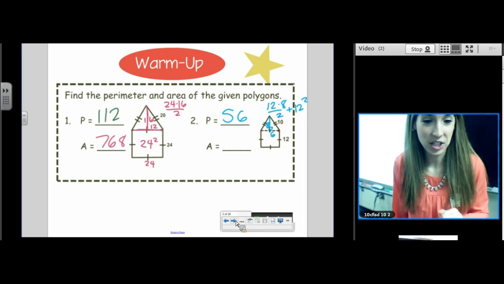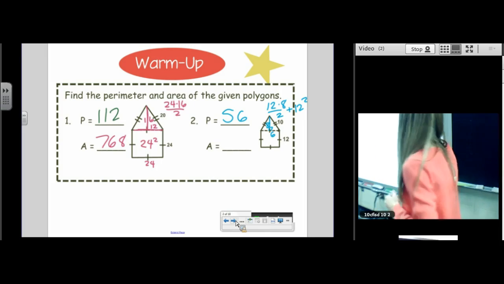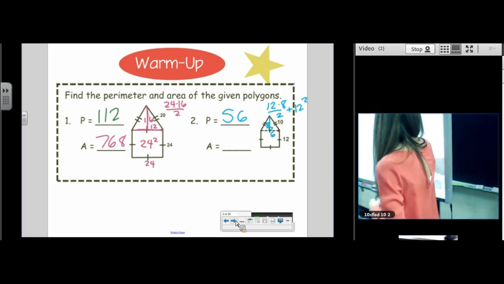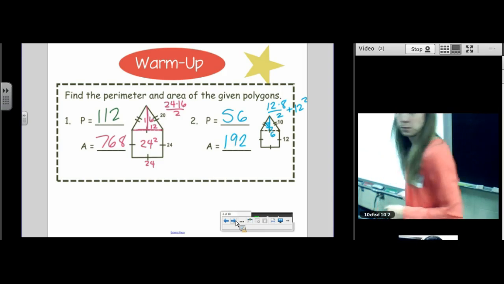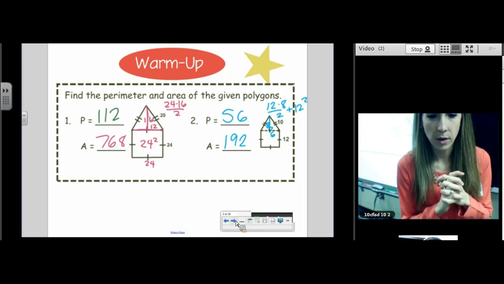Area of number 2, 168. No. There we go. That one's right. 192. 12 times 8 divided by 2 plus 144.